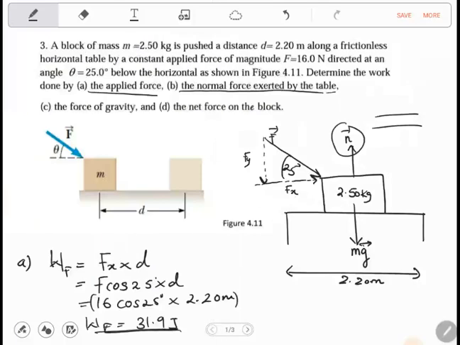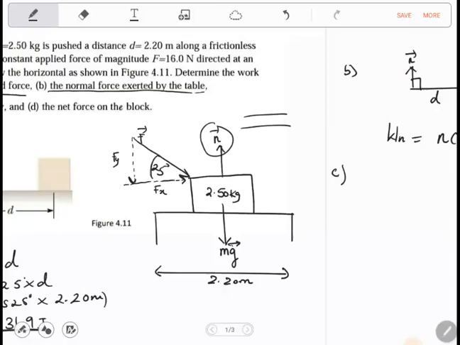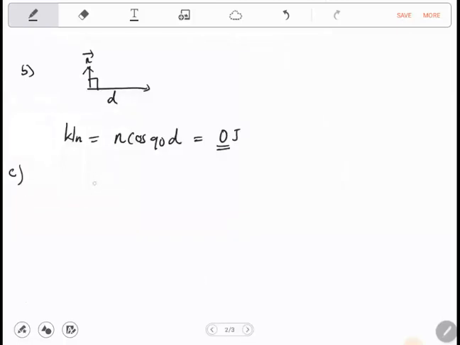C says the force of gravity. Even the force of gravity has the same issue. The force of gravity mg is acting downward, and the distance d is horizontal. They are still perpendicular to one another. In short, the work done by gravity equals mg cos 90 times d. Now cos 90 is 0, so everything here is 0.